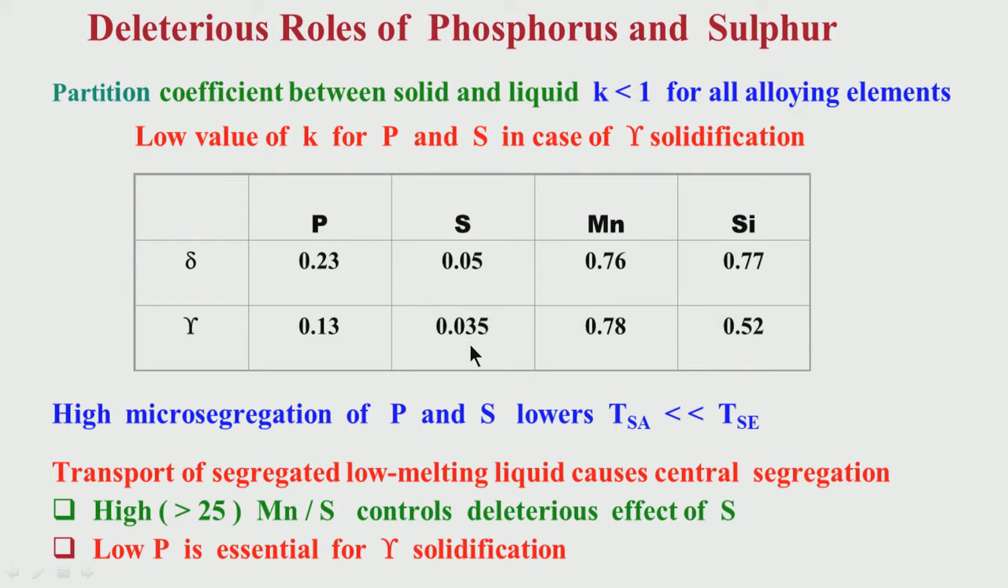So, there are two observations from here. First, phosphorus and sulfur will segregate more compared to alloying elements manganese and silicon. Why? Because k values are smaller.